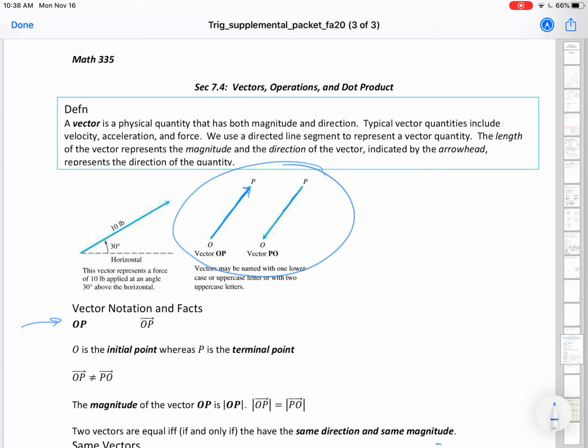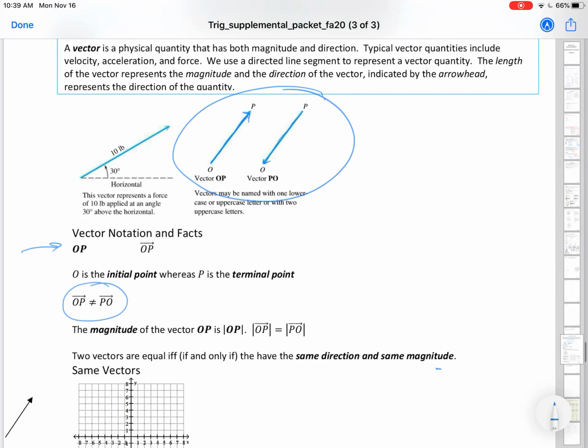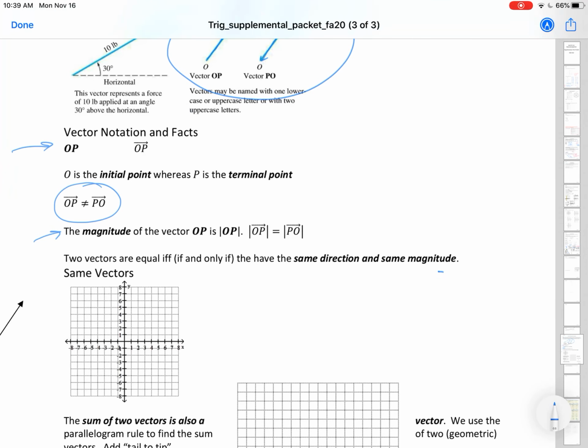The vector PO has to have the exact same length because P and O haven't changed, but they're not the same vector. They're going in different directions. And so it really is important to know who's your initial point and who's your terminal point, because if they're different, then they can't be the same. So their magnitude's the same, right? That's what this is saying, but they're definitely different vectors. So 2 vectors are the same if and only if they have the same direction and same magnitude. Then they'll be the same vectors.